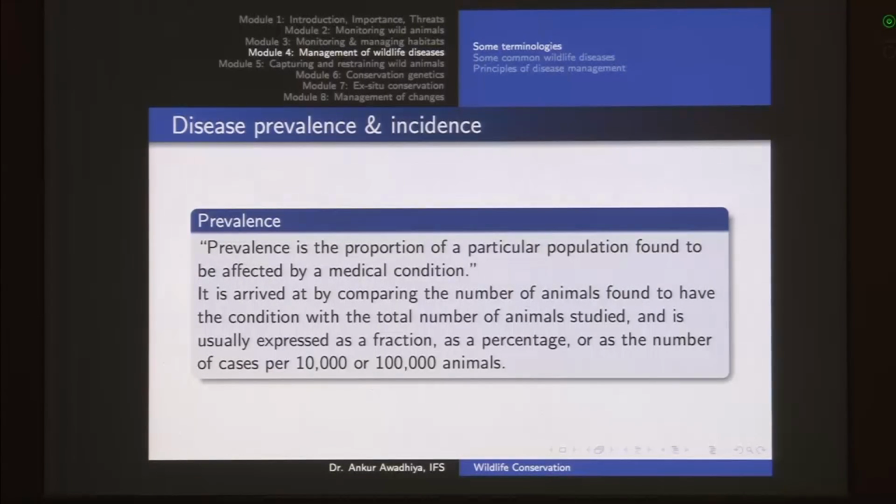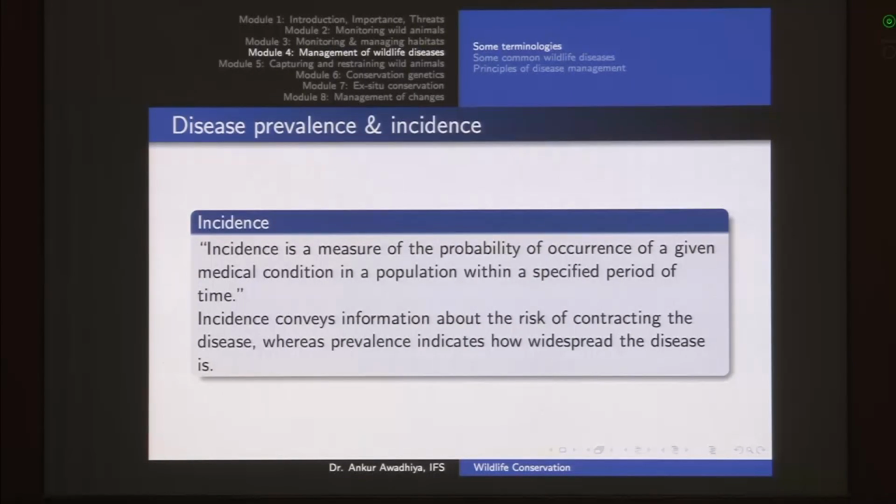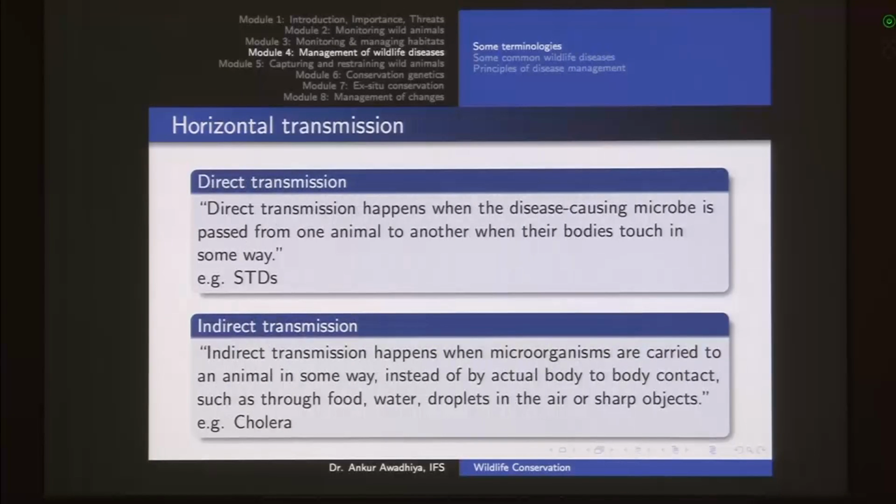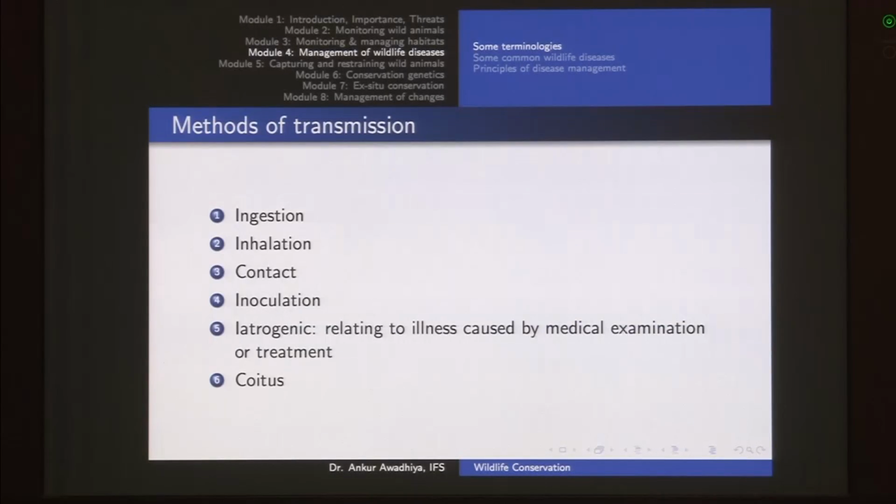Next we differentiated between prevalence and incidence, and also horizontal and vertical transmission. So horizontal transmission is between one member to another member, that is not parent or child. Vertical transmission is that is occurring between parents and child. Then we talked about direct transmission and indirect transmission. So direct transmission is when the bodies are touching in some way, indirect transmission is when the bodies are not touching, but this is going through food, water, droplets in the air, or sharp objects.